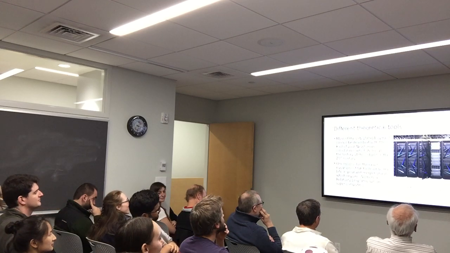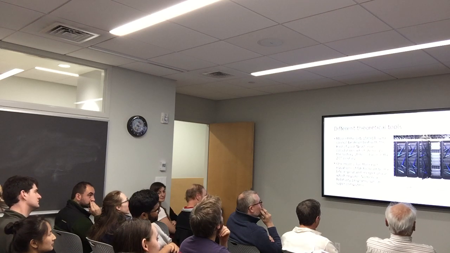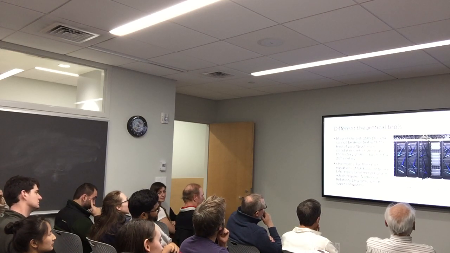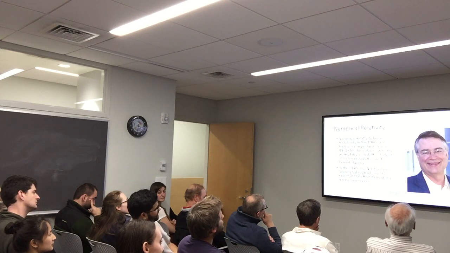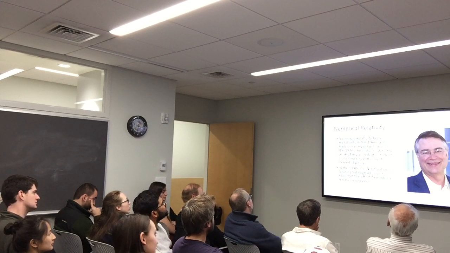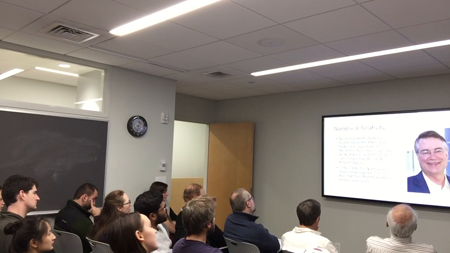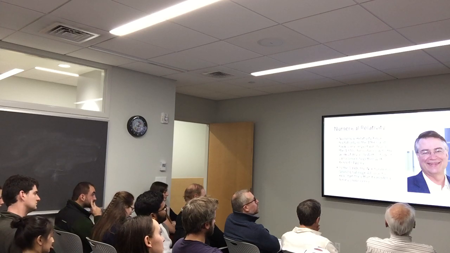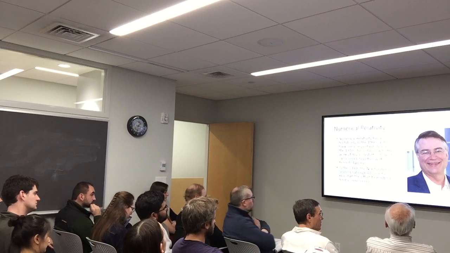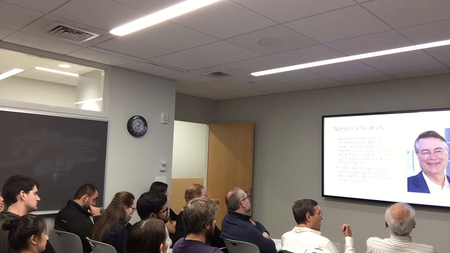Okay, so that involves numerical relativity. Numerical relativity, of course, already existed in the 90s. Larry Smarr is one of the pioneers. A good deal of progress had been made up until the 90s. He was a postdoc here.